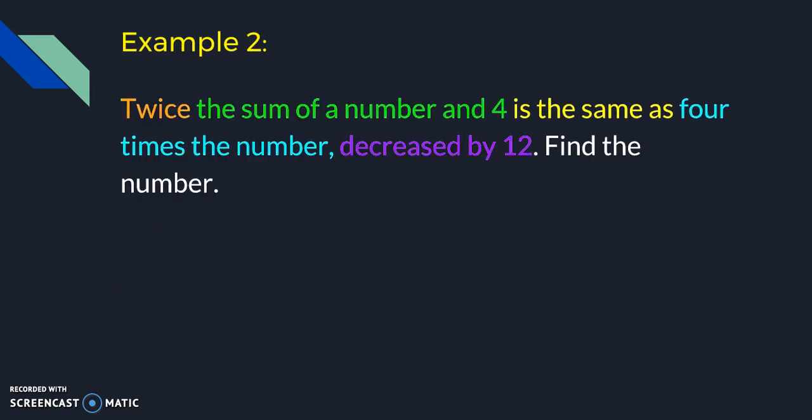This is a similar problem. Here it is highlighted again. So twice the sum of a number and 4 is the same as 4 times a number decreased by 12. So I know where my equal sign is because that's where my yellow is the same as. When you see twice the sum of a number and 4 without any commas, that means parentheses.